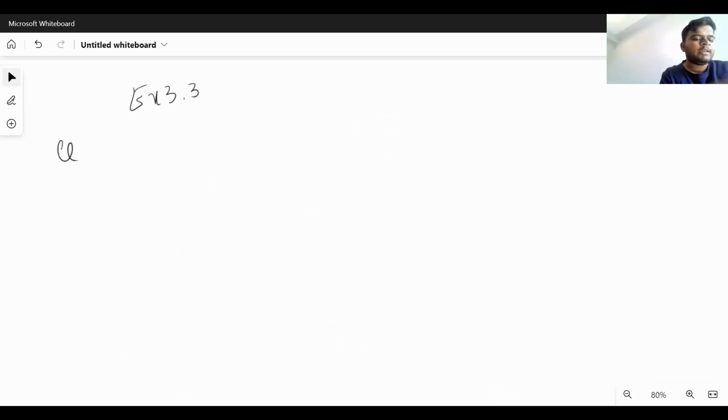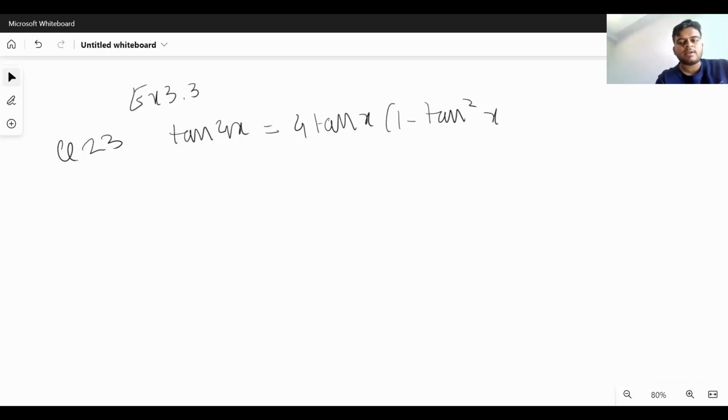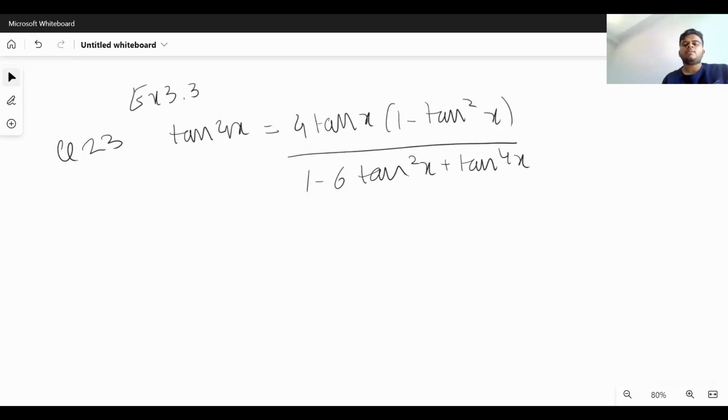In the 23rd question, we have to prove tan 4x equals 4 tan x (1 minus tan square x) upon 1 minus 6 tan square x plus tan to the power 4x, right? So to prove this question is going to be a lot of grunt work. So try and be with me when I try and solve this question.